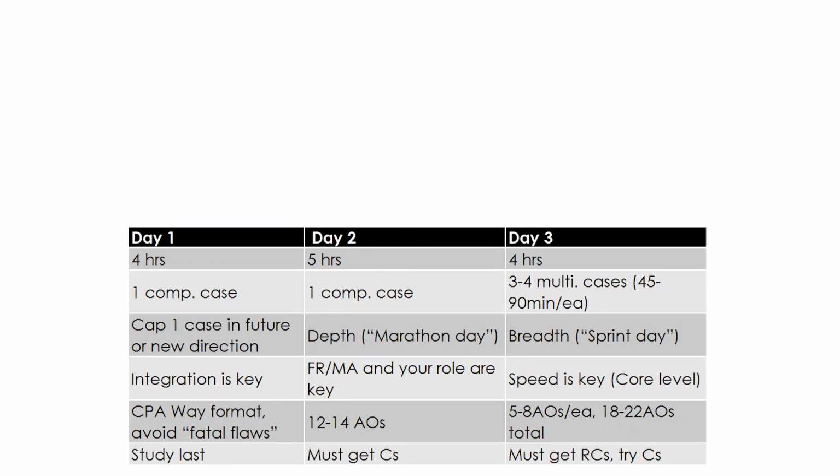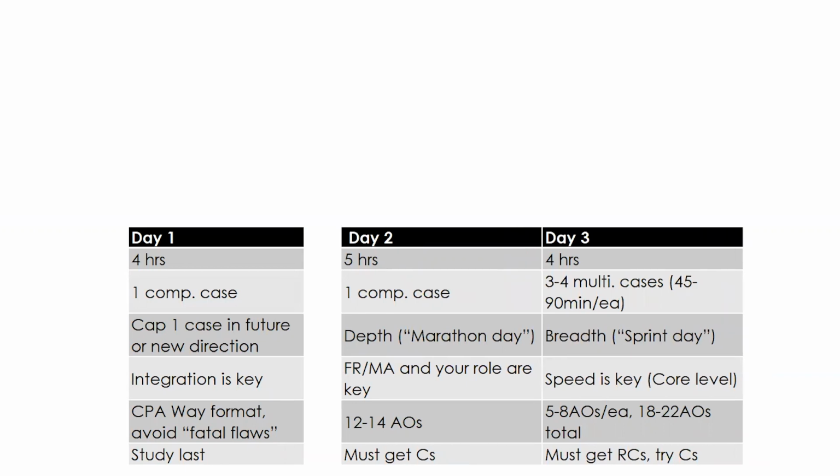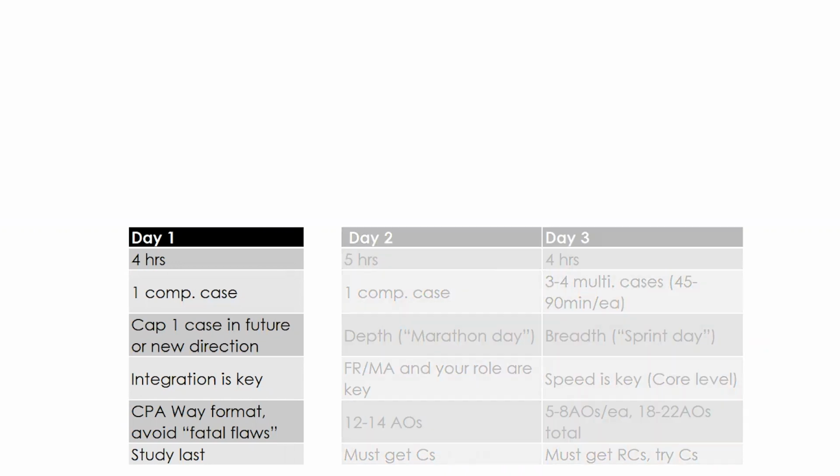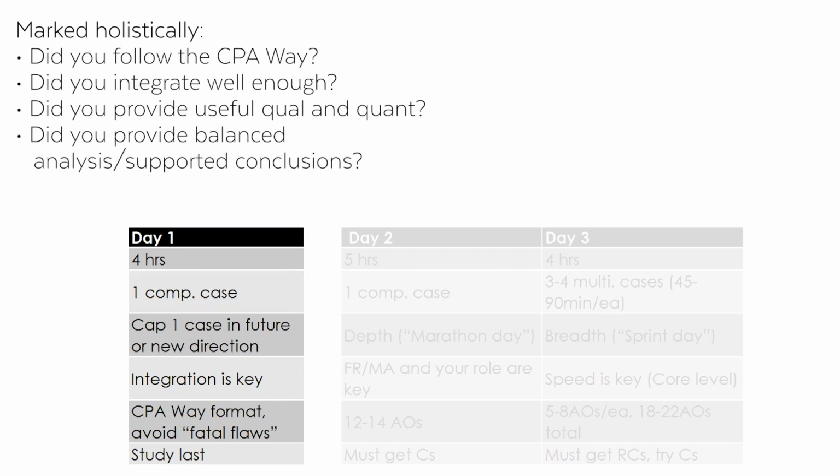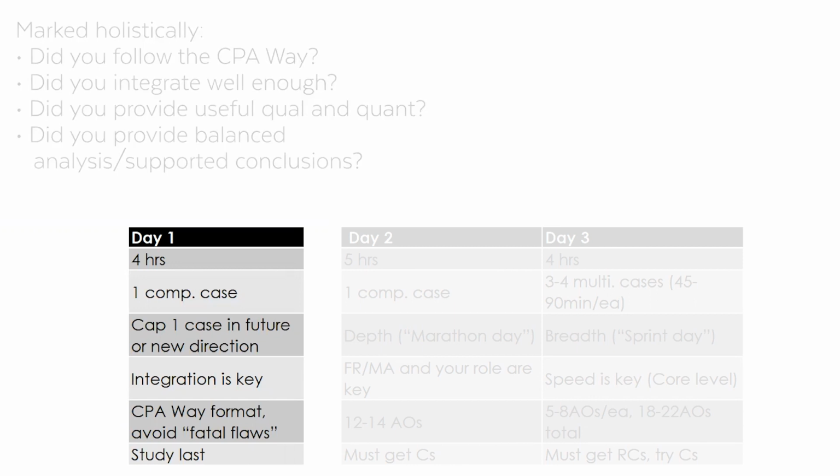Day 1 and days 2 and 3 are graded separately. You may pass day 1 but fail days 2 and 3, or vice versa. If you fail one part, you have to retake only that part. Day 1 is graded holistically, which means they're checking if you've done the specific things you're required to do. Did you follow the CPA way? Did you integrate well enough? Did you provide a useful qual and quant? And did you provide balanced analysis and support a conclusion? If you do all of this, you will pass day 1.